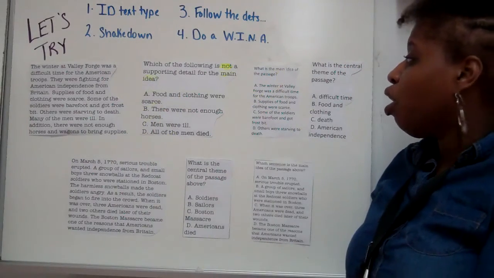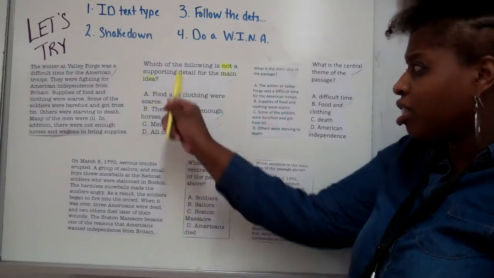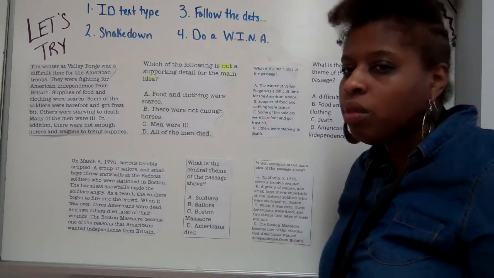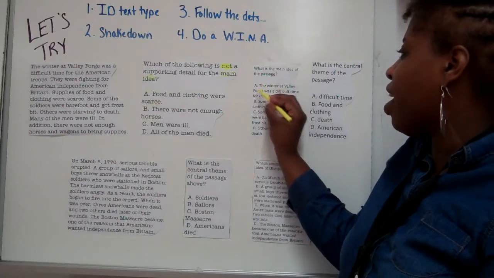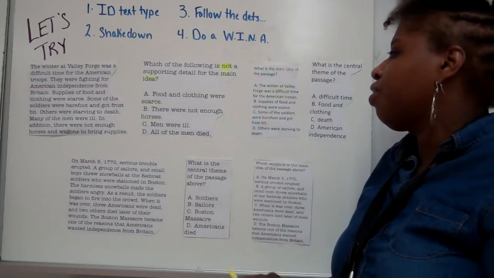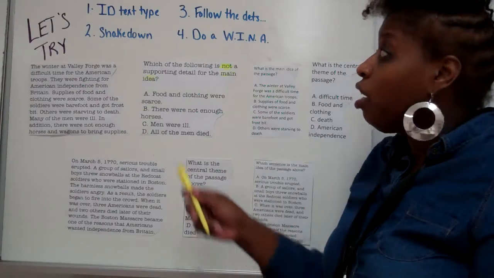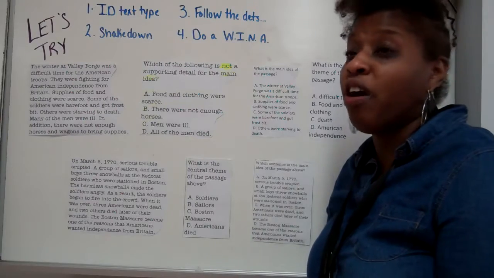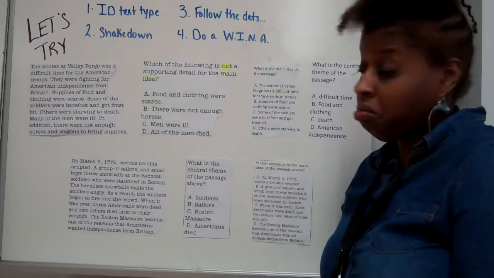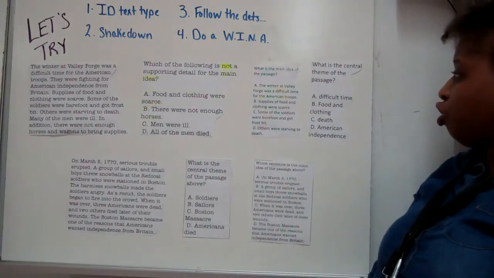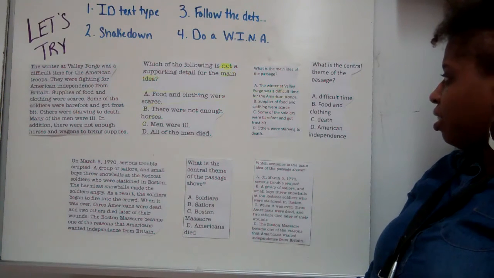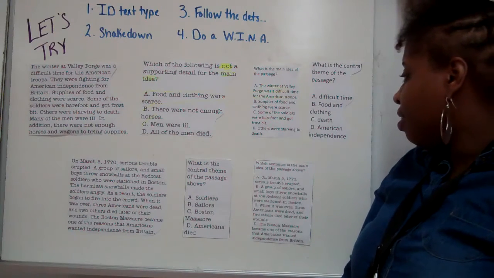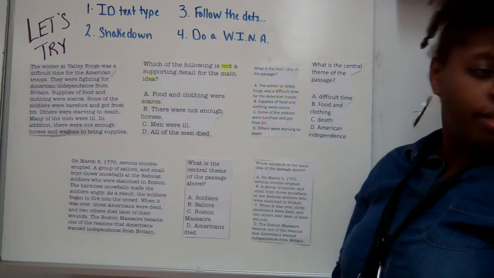Let's look at number 2. What's the main idea of the passage? Since we've done our due diligence, we clearly know that the main idea is the winter at Valley Forge was a difficult time for the American troops. Now, when we do our theme shakedown, that is a concept or idea: difficulty. And then lastly, what's the central theme of the passage? Difficult time, food and clothing, death, or American independence.